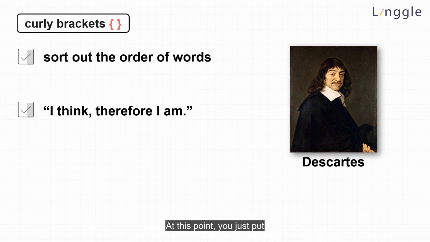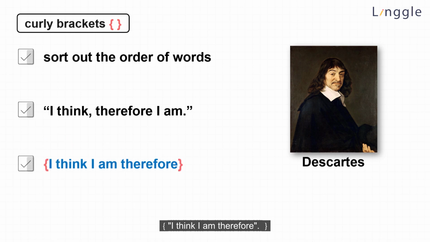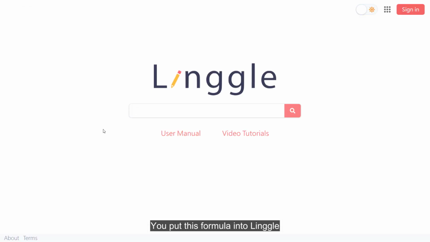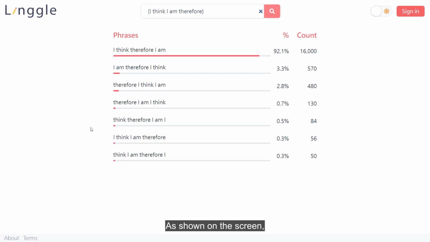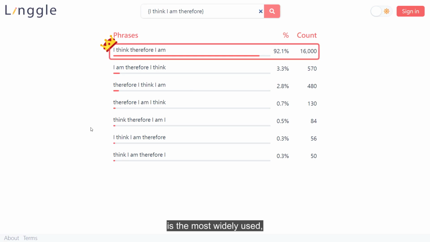At this point, you just put all the occurrences of words in curly brackets and get our search formula. I think, I am, therefore. You put this formula into Linggle and Linggle will help you find the correct ordering. As shown on the screen, I think, therefore I am is the most widely used, which is the correct usage.